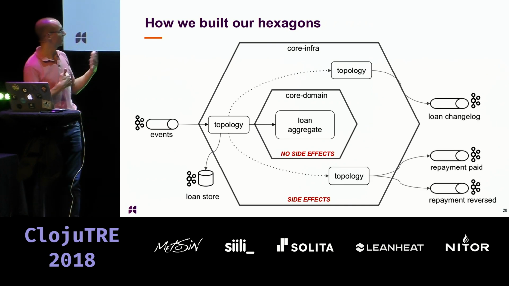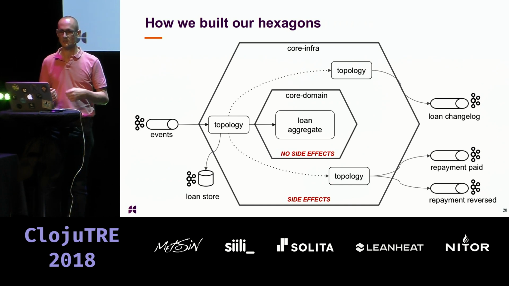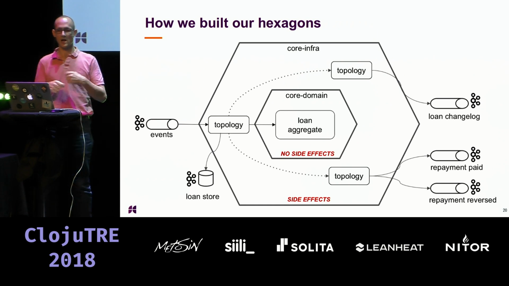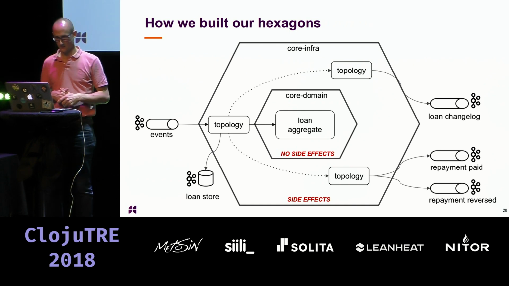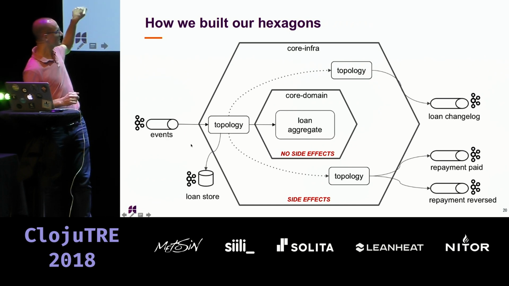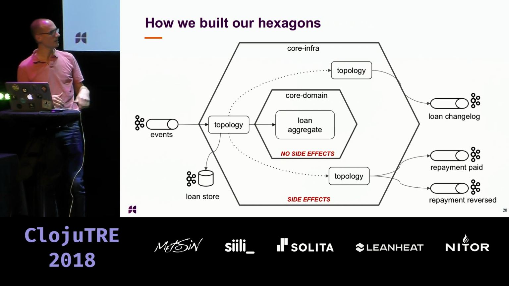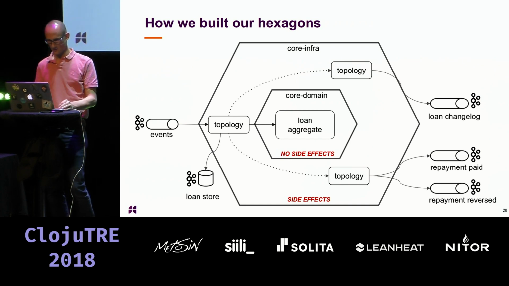And then we just had to add a few more topologies to produce what in Kafka Streams we call a changelog, which is a mutating representation of a state. And also regular topics, which have events in them. So repayment paid, for example, and repayment reverse. So we ended up having maybe 12 topics at the input, and probably 10 at the output. I don't remember exactly the numbers.